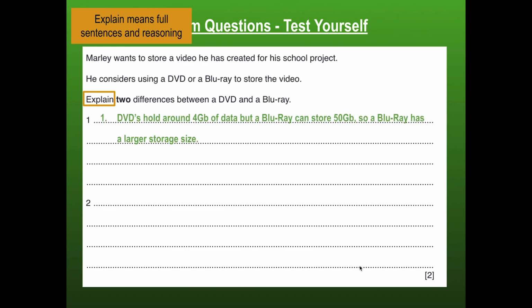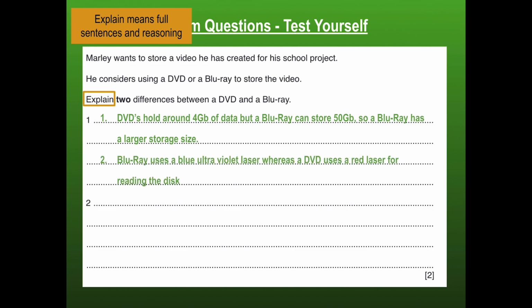The DVD holds around 4 gigabytes of data, whereas a Blu-ray can store 50 gigabytes of data. So remember that table we looked at earlier? If you memorize these key points and differences between them, this is really going to help you in an answer like this. So what we know is that a Blu-ray has a much larger storage size than a DVD.